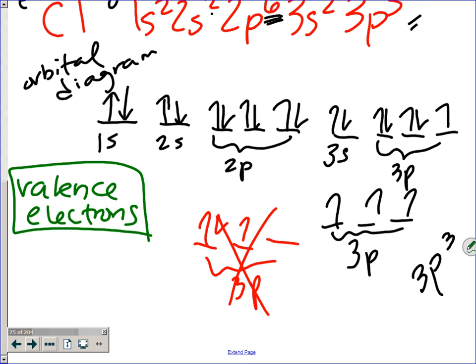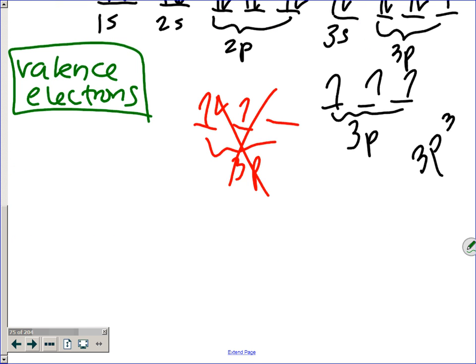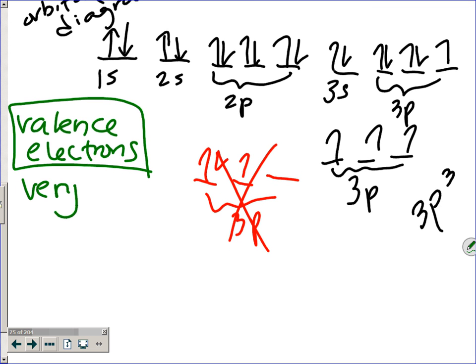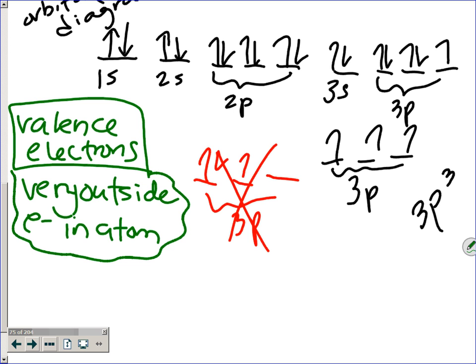All right, so you should be writing this down. And if you do not know what a valence electron is, and if you don't, it's okay, I'm going to show you right now, okay? So valence electrons are the very outside electrons in an atom. That's the simplest definition I can give you. Very outside. So if I want to put that in more technical terms, it means the last energy level.